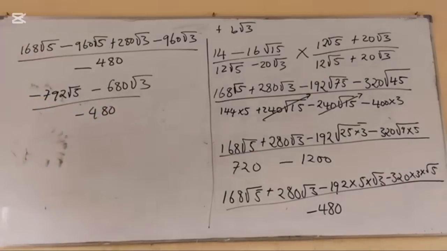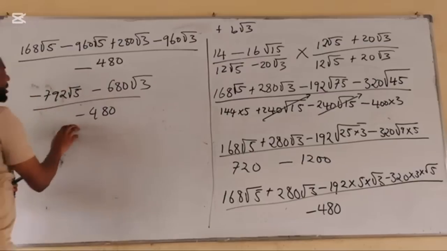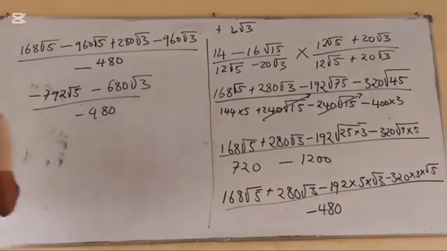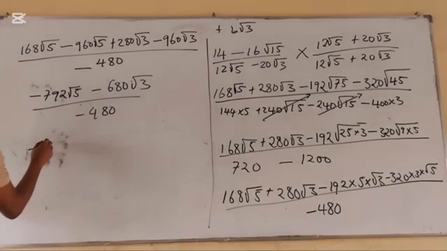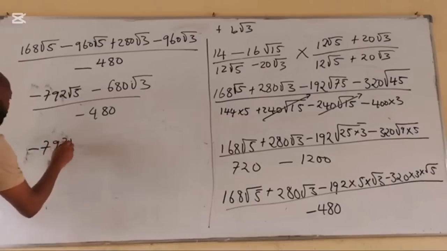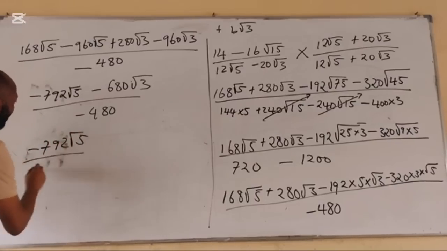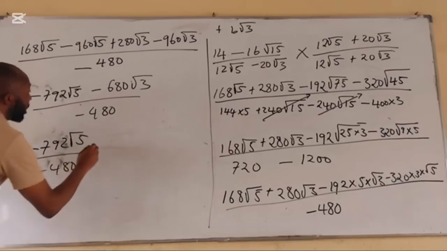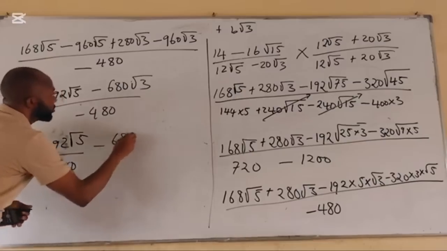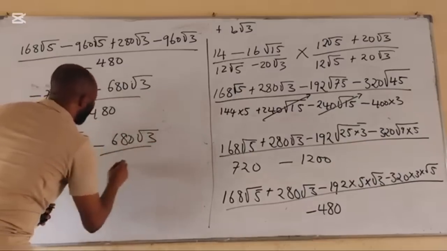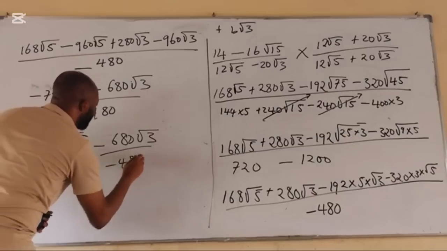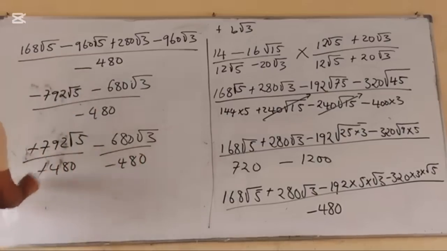This means that this divided by this, over this divided by this. So I have my minus 792 root 5 over minus 480, minus 680 root 3 over minus 480. That's what it means. This will cancel this. Now, 792 divided by 480.